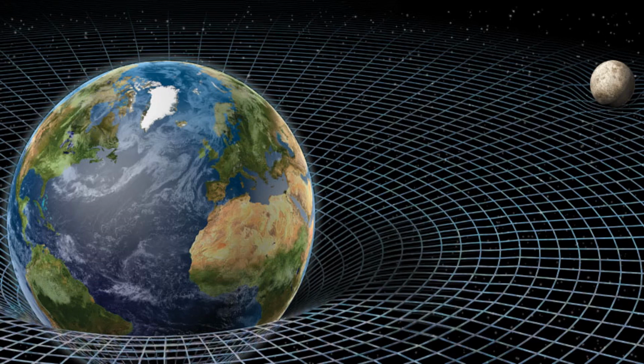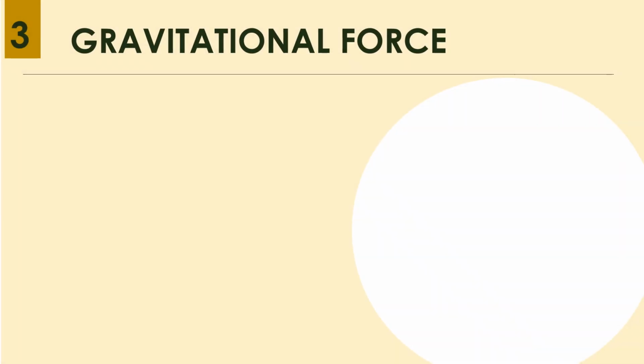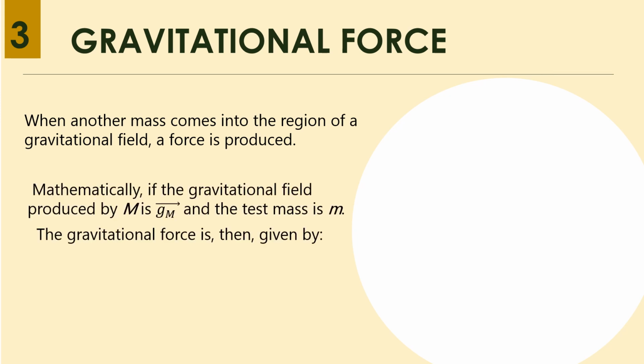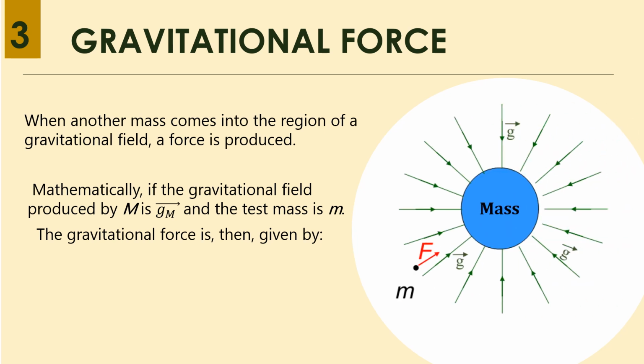Let's go study gravitational force. So we start with the gravitational force. When another mass comes into the region of a gravitational field, a force is produced. So mass capital M produces a gravitational field around itself. When you place another test mass into that region, it will experience a force. Mass M produces these field lines, and when you place another test mass here, it will experience a force.